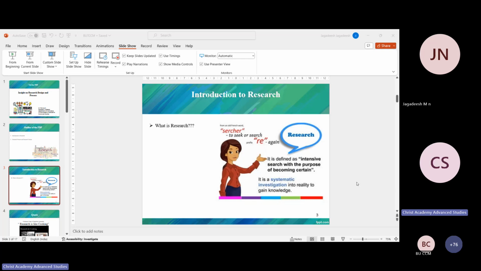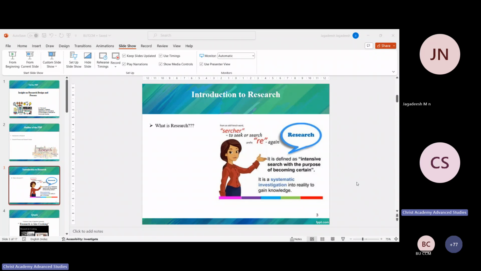When we talk about research, the word research can be split into two: re and search. Re means again and again, whereas search means finding of the facts. When we join this, again and again we will be finding the facts. This is the general meaning of what is research. Even a layman can understand what is research. But what exactly does research mean?